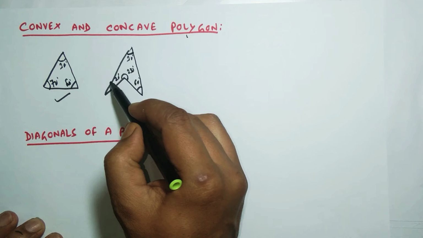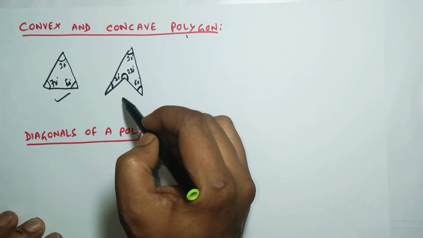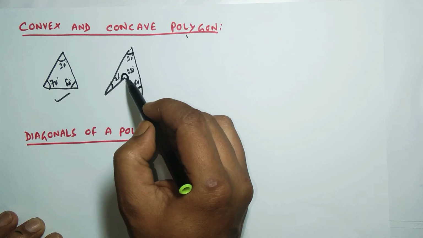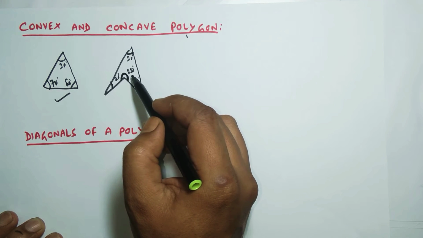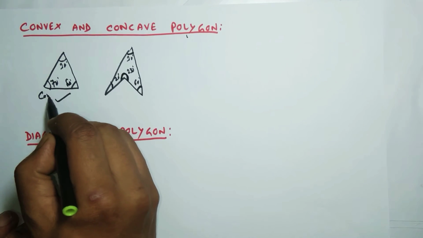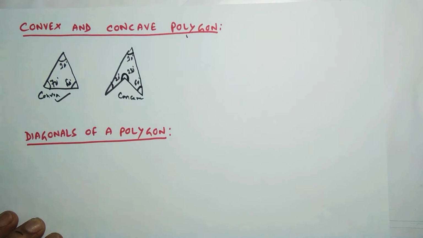This is less than 180, less than 180, this is also less than 180, but this angle is more than 180 degrees, 250 degrees. So since one angle is more than 180 degrees, this is a concave polygon. So this is convex, and this is concave. So if all the angles in a particular polygon are less than 180 degrees, that polygon is known as convex. If any angle is more than 180 degrees, then it is known as a concave polygon.